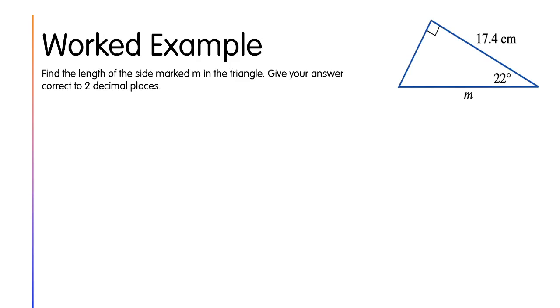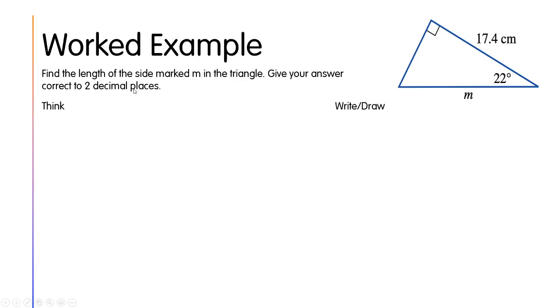So here's our worked example. Find the length of the side marked M in the triangle and give your answer to 2 decimal places. So we've got the letter M down here. We have our angle of 22 degrees and 17.4. Now with a lot of these pictures, they won't be drawn to scale. So this angle is not 22 degrees, so you won't be able to just measure it with a ruler. You will have to go through these steps.